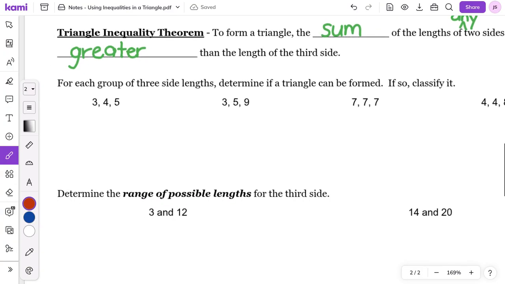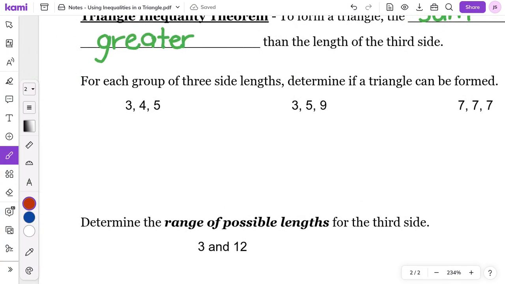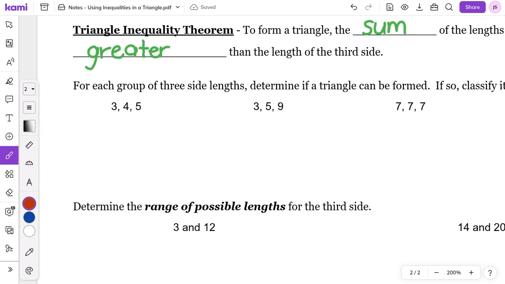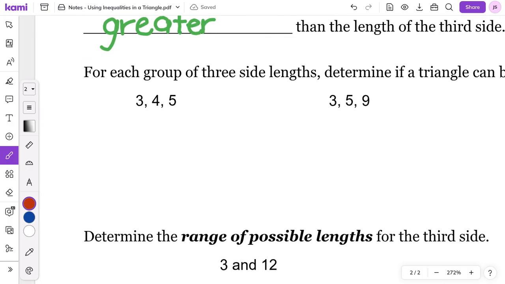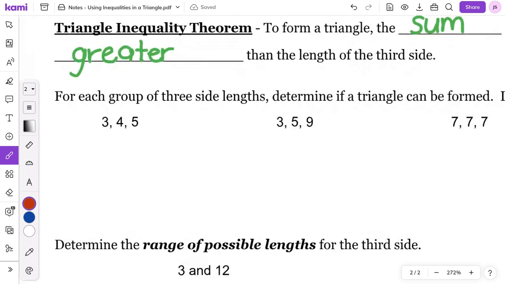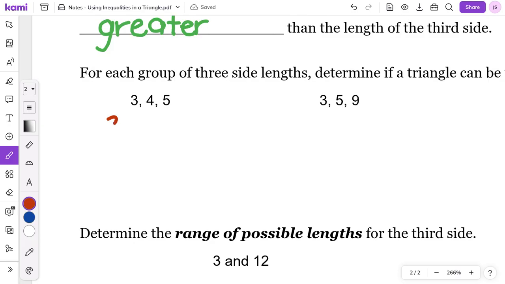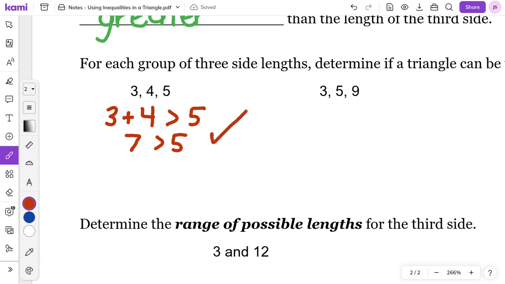But personally, if I see a problem where I'm given three lengths and I want to determine if they can form a triangle, I'm going to take the two smaller sides, if possible, add those up and make sure that their sum is greater than the larger side. So for this one, I'm going to check. Does 3 plus 4 make something greater than 5? Well, 3 plus 4 is 7. 7 is greater than 5. So this one does work. It will make a triangle. And just to wrap in a little review here, the side lengths are all different, so it would make a scalene triangle.